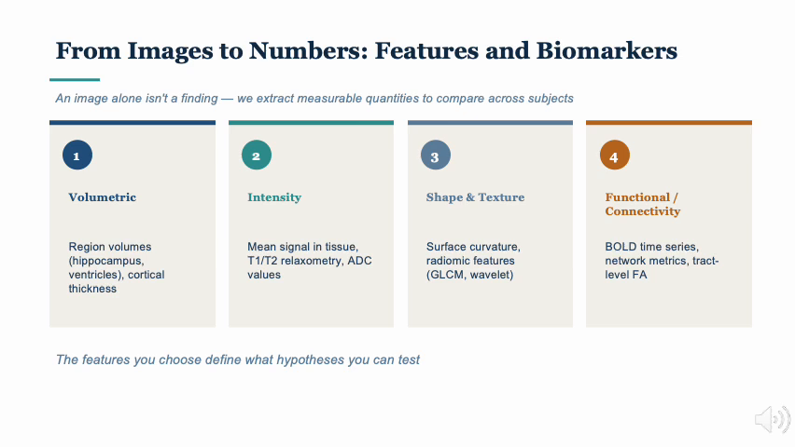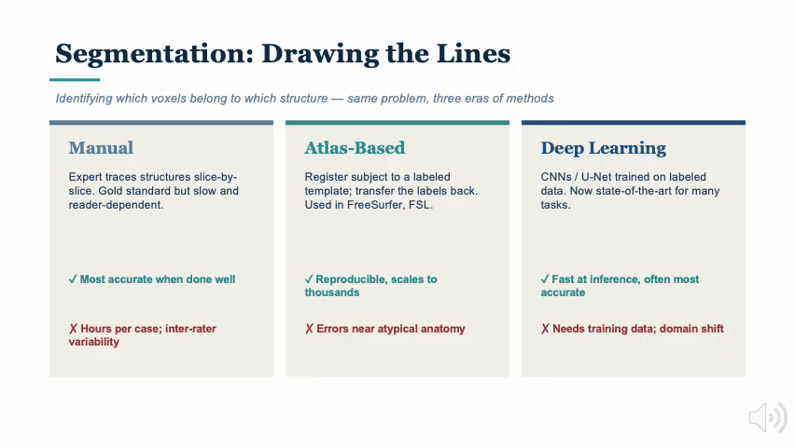And functional or connectivity features include time series, network metrics, and track-level fractional anisotropy extracted from diffusion tractography. Importantly, the features you choose define what hypotheses you can test. Segmentation is another part of the preprocessing.